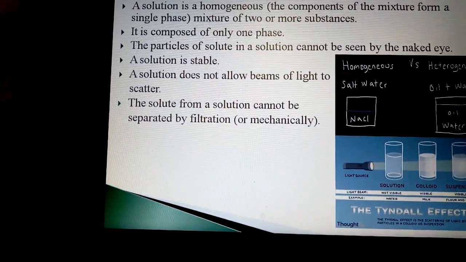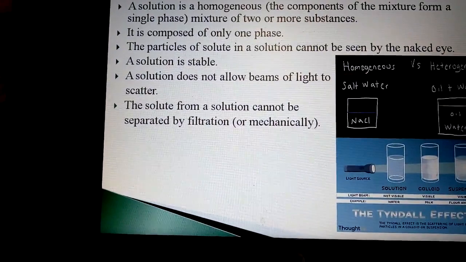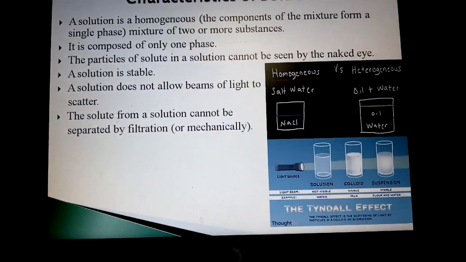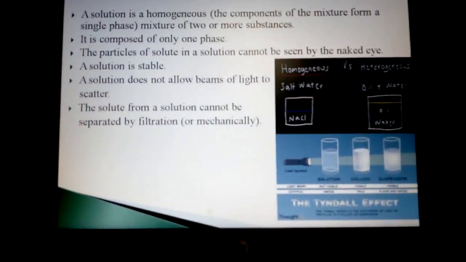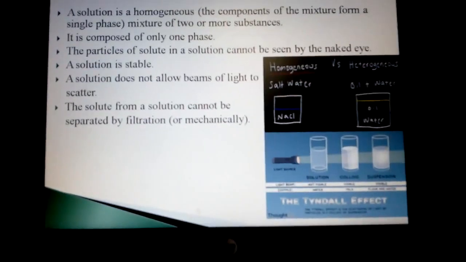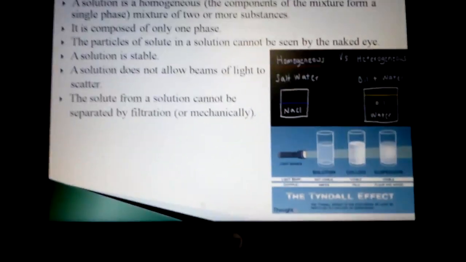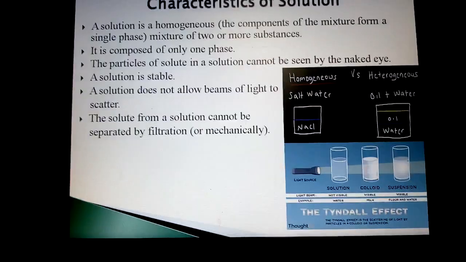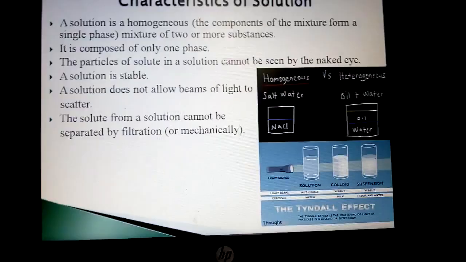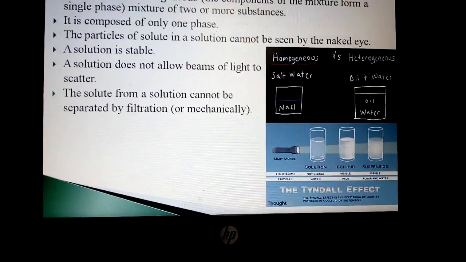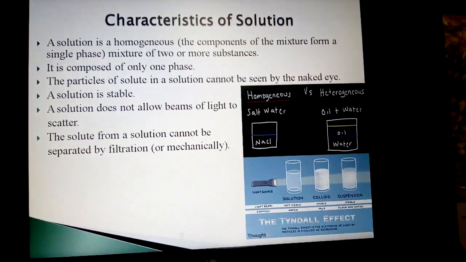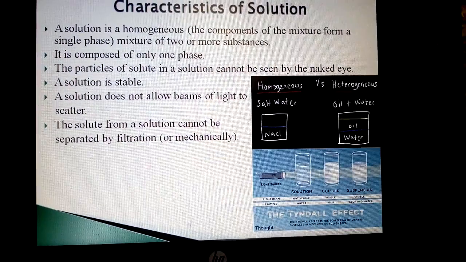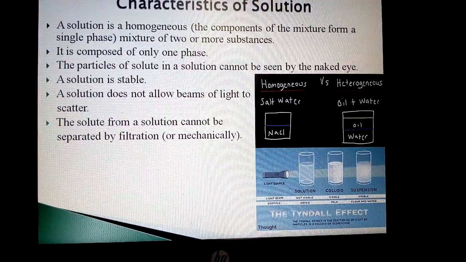The next is that the solute from a solution cannot be separated by filtration or mechanically. It means through any mechanical method we cannot separate the particles of solute from a solution. For example, by filtration or by mechanical separation, we cannot separate the particles of solute from the solution. These are generally common characteristic properties of solutions through which we can identify whether it is a solution, a colloidal solution, or a suspension.